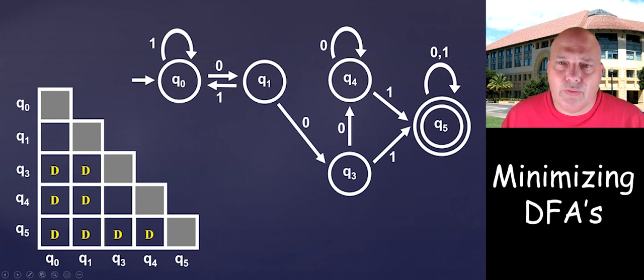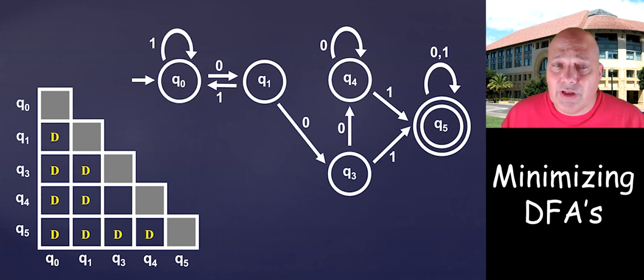So we are left with two questions. Is Q1 distinguishable from Q0? And is Q4 distinguishable from Q3? So let's take the first one, Q0 and Q1. What do you think? Well, 1 will not distinguish them. 1 will reach Q0, but 0 from Q0 reaches Q1, and 0 from Q1 reaches Q3. And we already argued that Q1 and Q3 are distinguishable, therefore Q0 and Q1 are distinguishable.